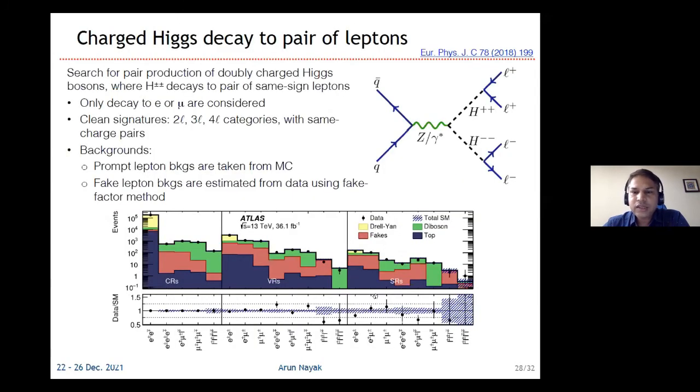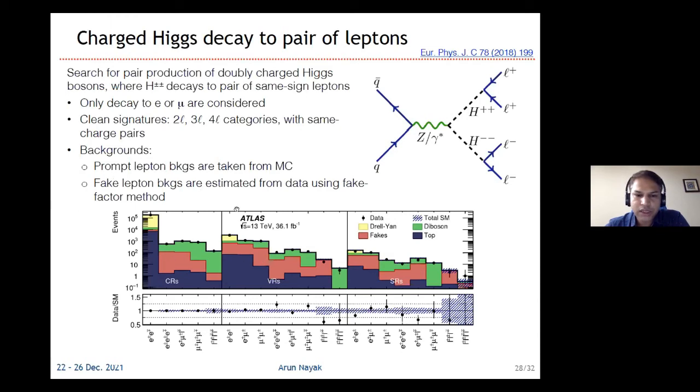And the last one, for completeness, is the doubly charged Higgs decaying to a pair of same-sign leptons. Here again, you consider the pair production of the doubly charged Higgs, which decays to a pair of same-sign leptons. In this case, these are ATLAS results. They consider only decays to electrons and muons; the taus are not considered. So there are clean signatures again: 2 lepton, 3 lepton, 4 lepton. And the backgrounds are also similar to the previous case, and are measured in similar ways.